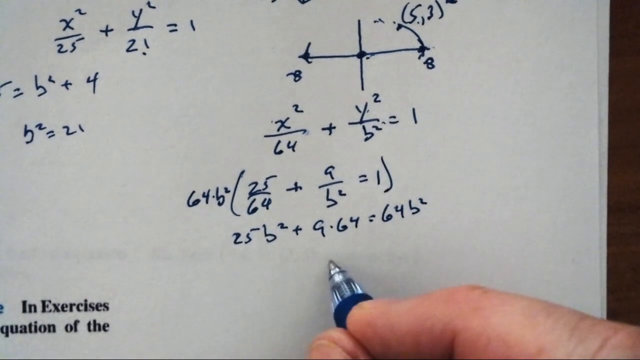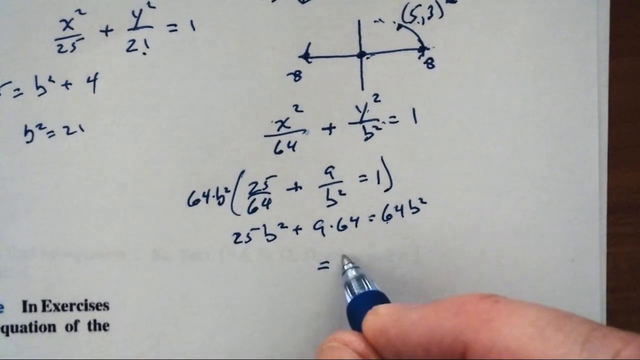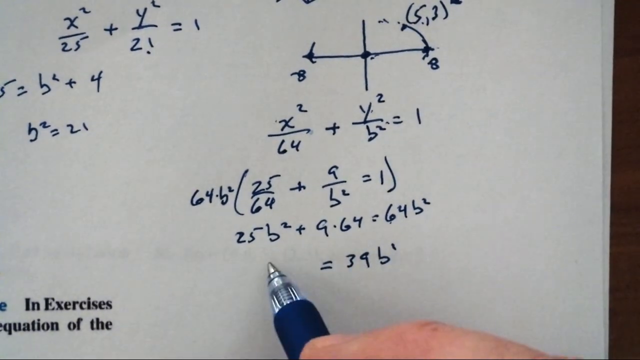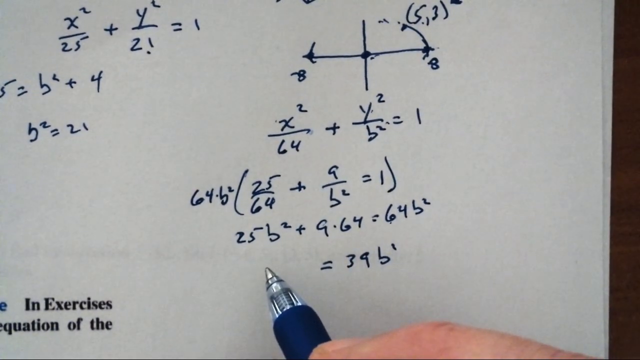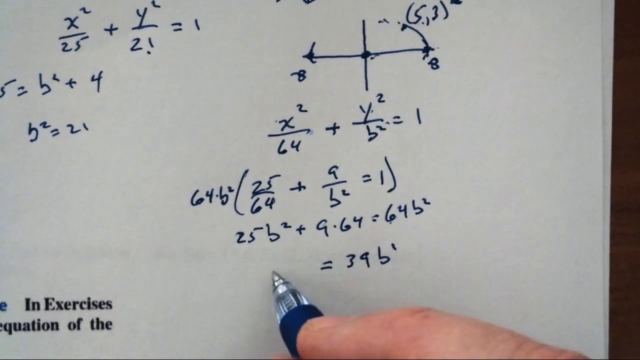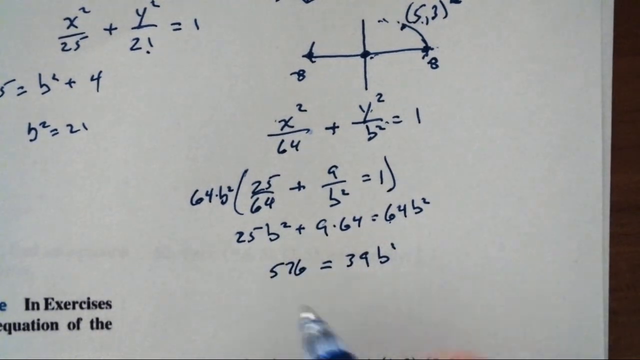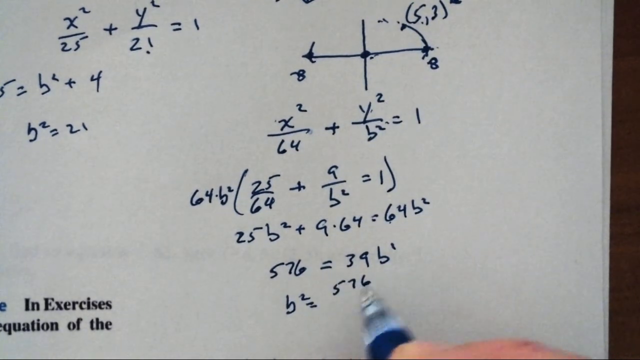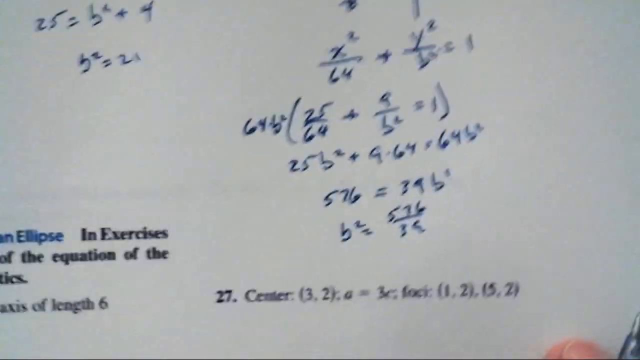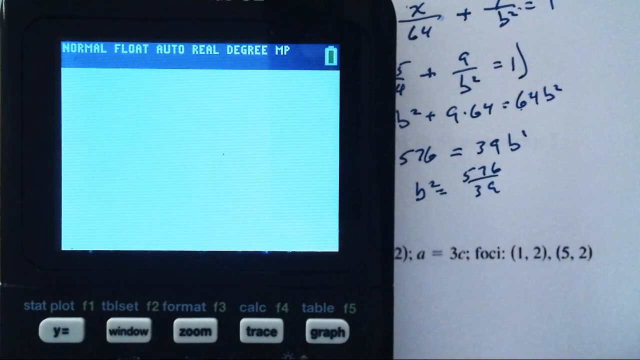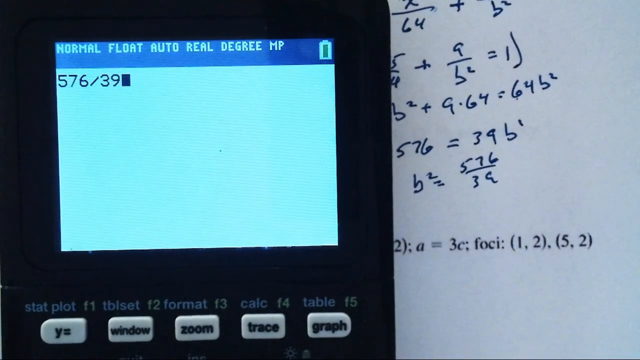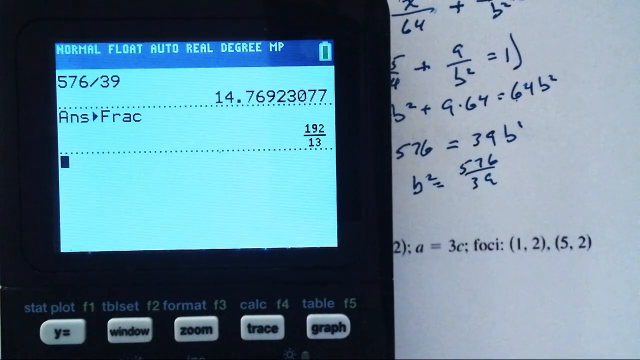So subtract 25b squared, and I get 39b squared equals 9 times 64, or 576. So b squared equals 576 on 39. And I'm just going to math fraction that and be lazy. Let's go 576 divided by 39, enter math fraction, and we get 192 on 13.